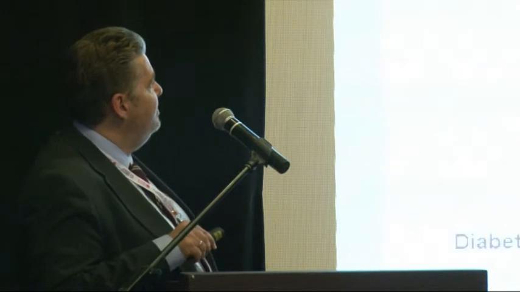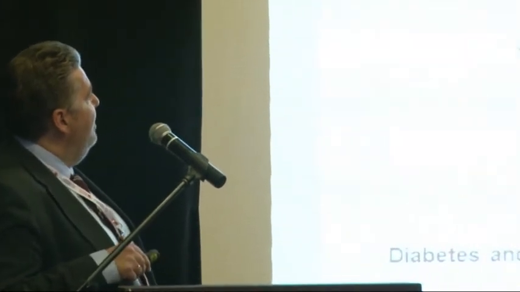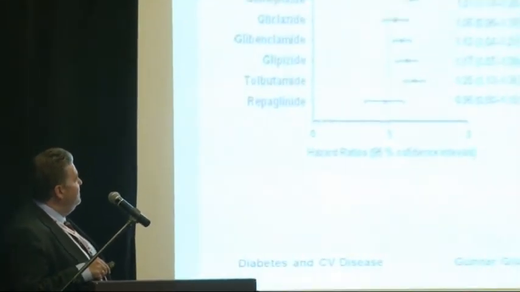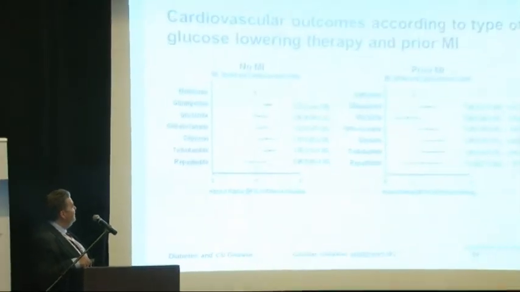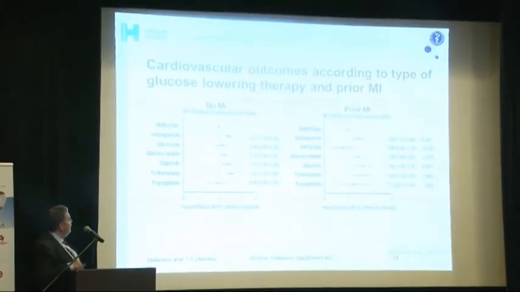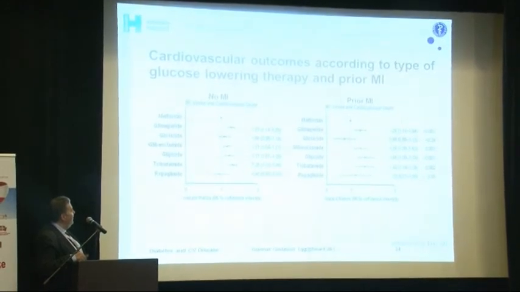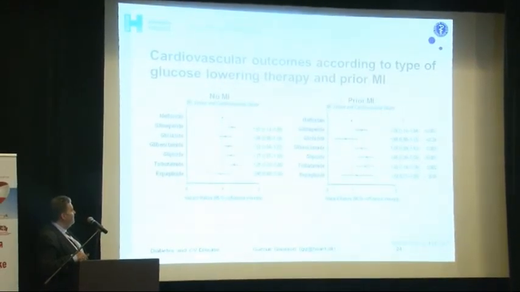And we've looked at this, and we have stratified patients according to those who did not have a myocardial infarction and patients who had a myocardial infarction. And this is the combined endpoint of stroke and cardiovascular death. And we see that metformin is the reference here, with a hazard ratio of 1. It seems like all of the sulfonylurea drugs, except glycosides, increase the risk of death, cardiovascular death, myocardial infarction, or stroke.